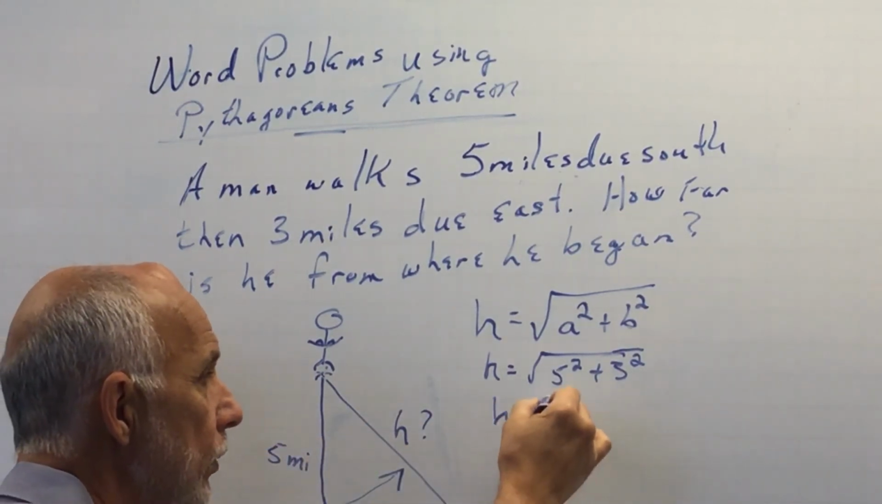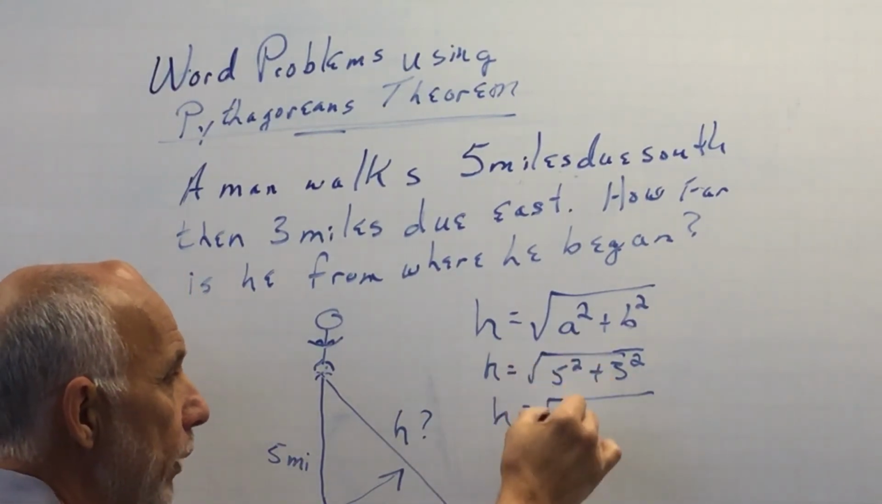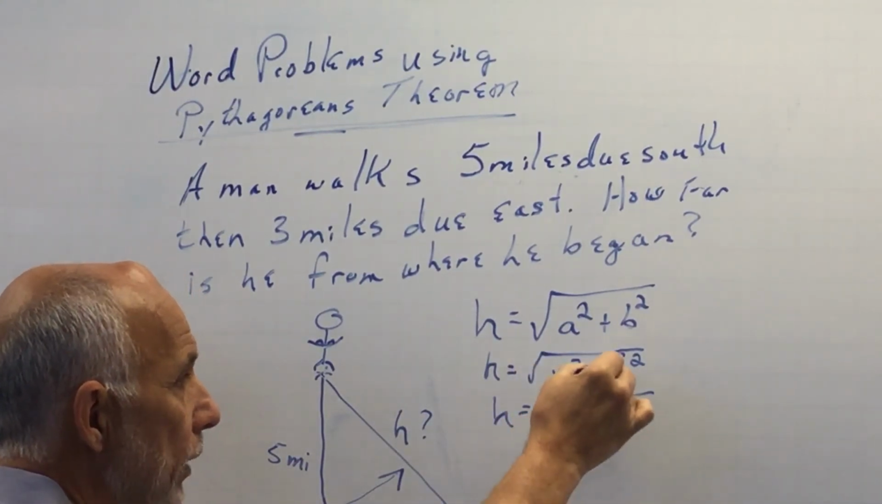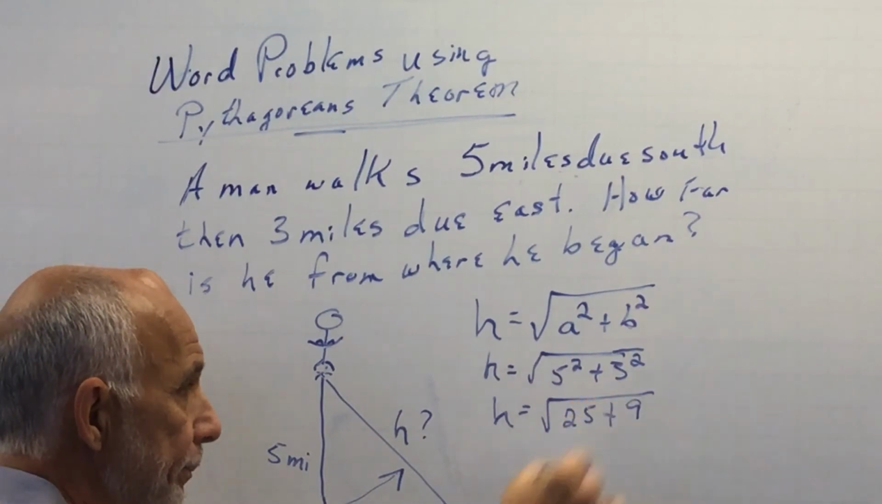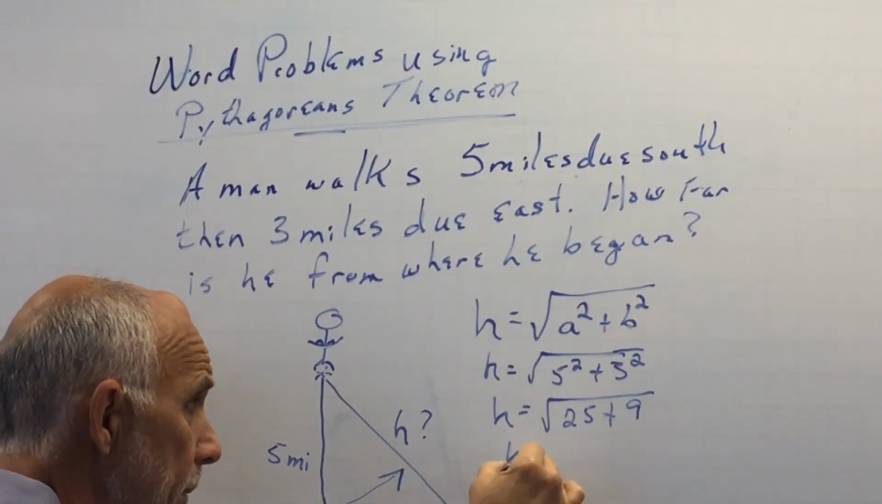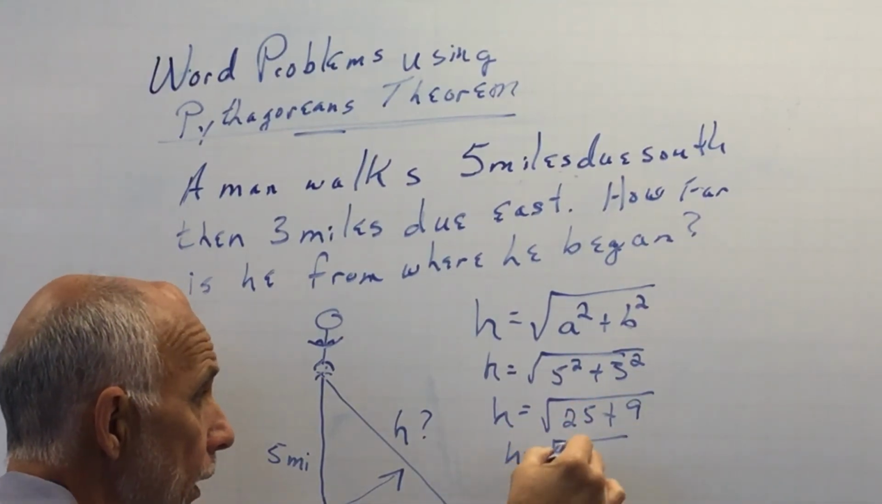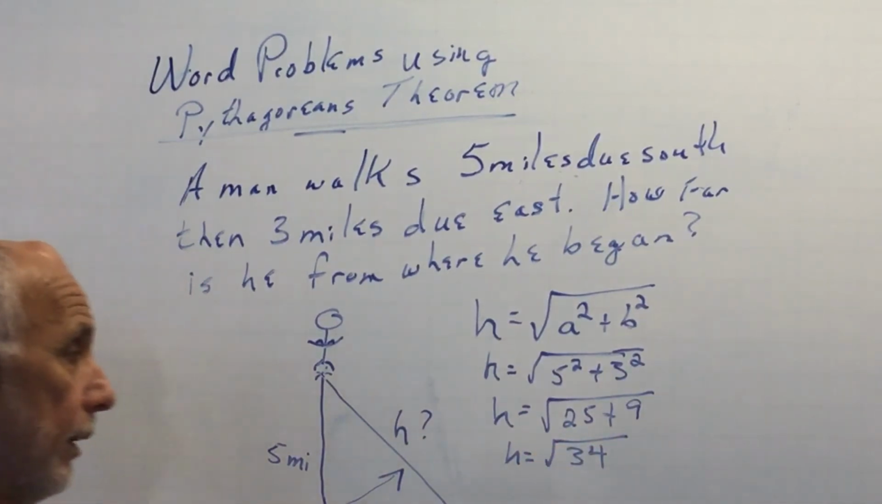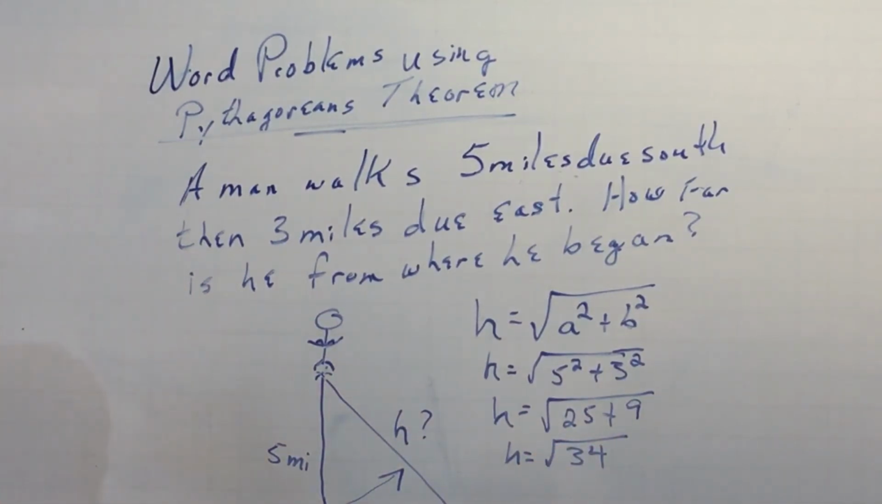So, the square root of 5 squared is 25, plus 3 squared is 9. Your answer comes out to be h equals the square root of 34. Now again, that's your answer, and it's a non-perfect square. So now you have to make a decision. Do you want to round to the nearest tenth, or do you want to write in the simplest radical form?